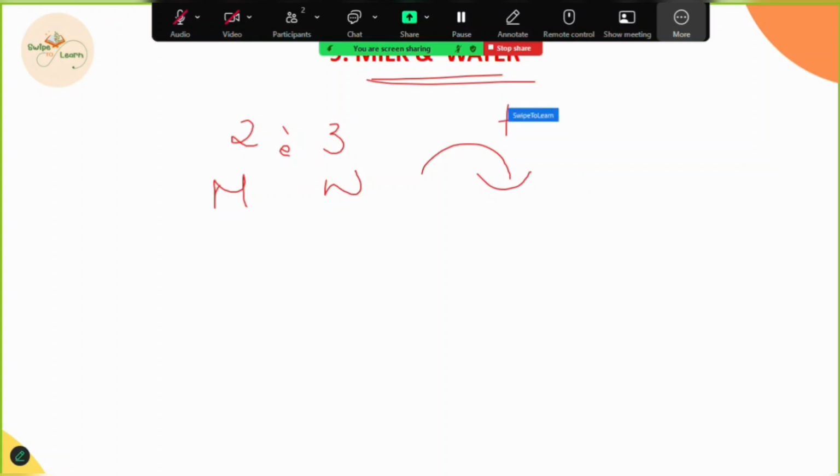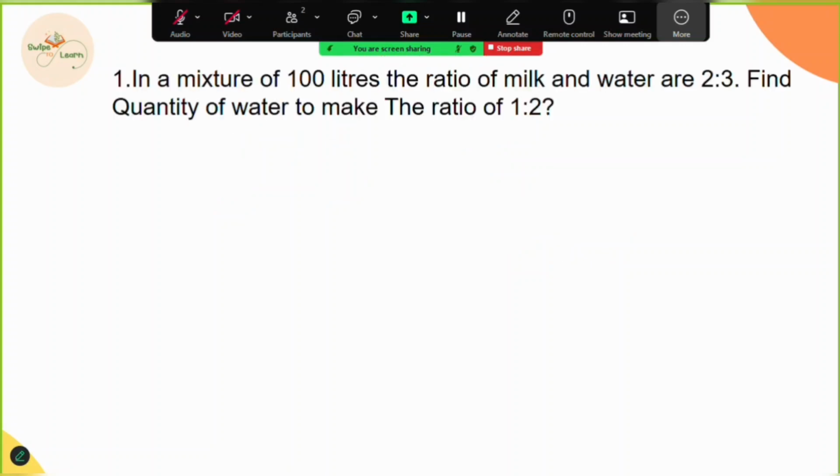Next, moving on to the important model, which is milk and water. In this model, we'll be given a ratio, for example 2 is to 3. So this might be a milk and water ratio. They ask us what amount should be added so as to make the ratio 4 is to 8. These kinds of questions will be asked in milk and water ratios. We'll solve them one by one.